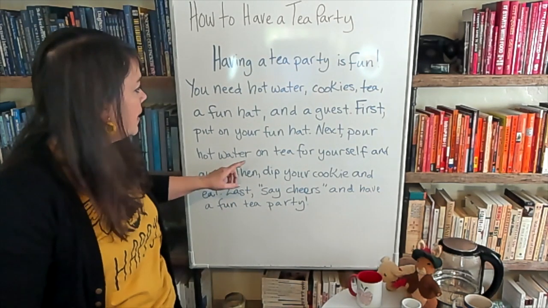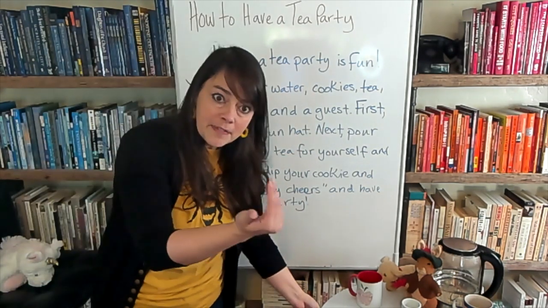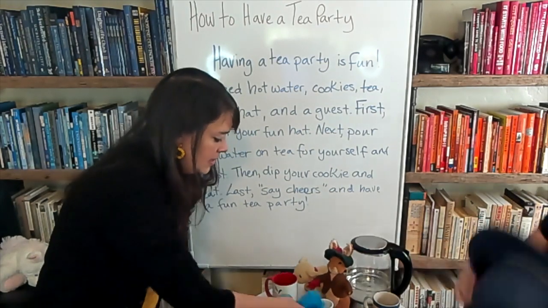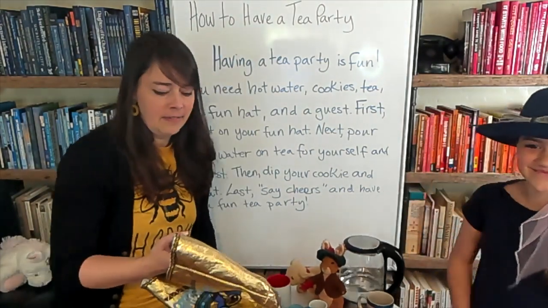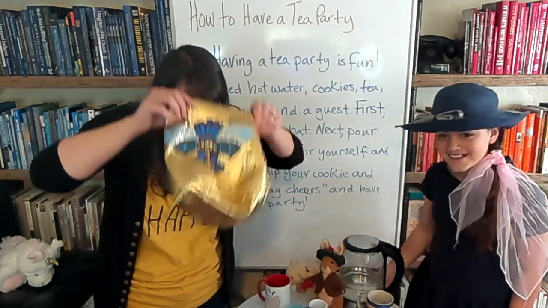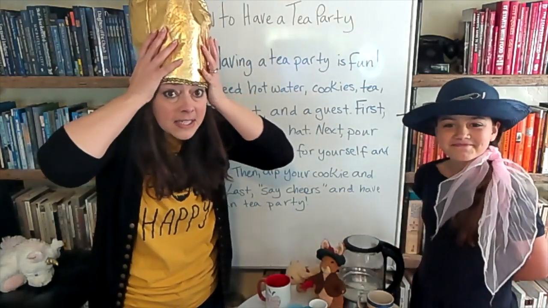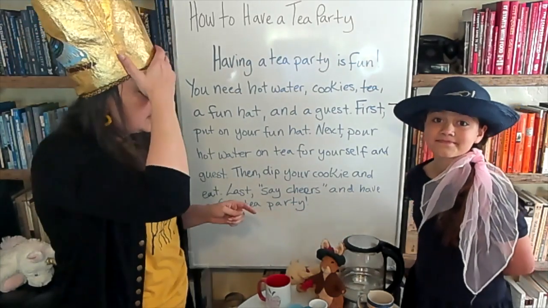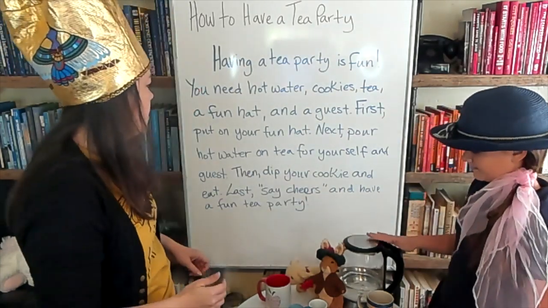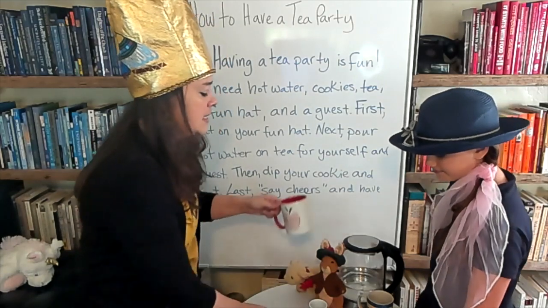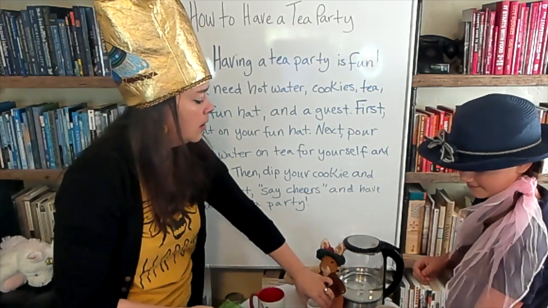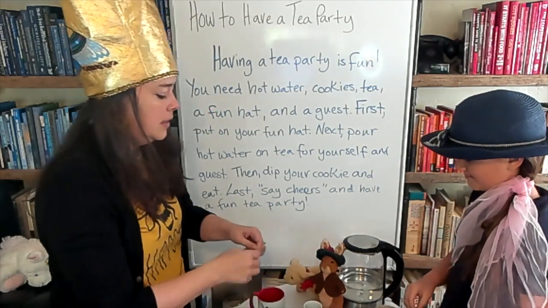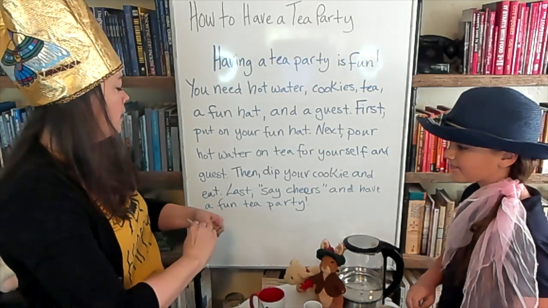So let's jump in. First, put on your fun hat. All right, here's my fun hat. I have a guest. I have a fun hat. All right. Then, oh, and I made the hot water hot already. That might be something you need your grown-up to help you with. Teacup. You have your teacup. Our little bunny has a teacup as well. So first we put on our fun hat.